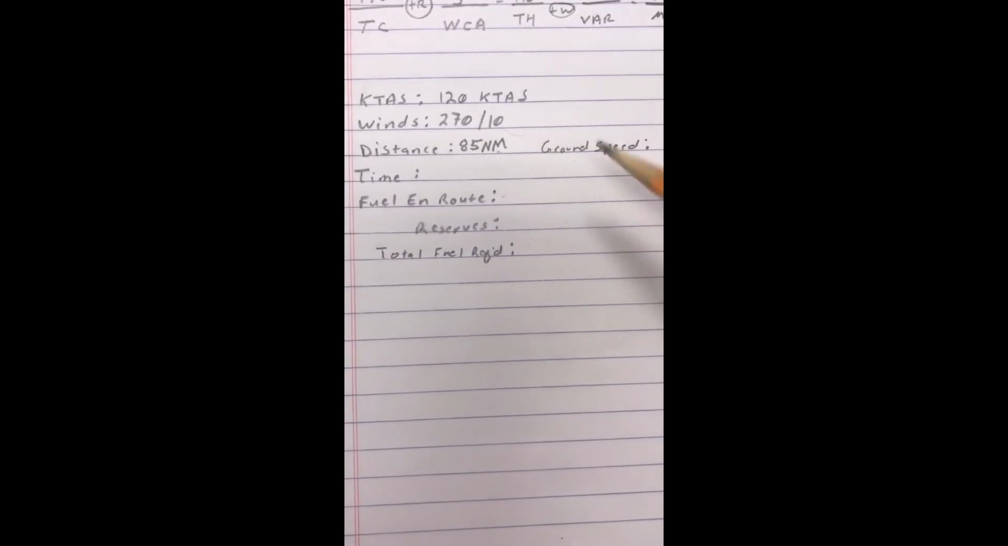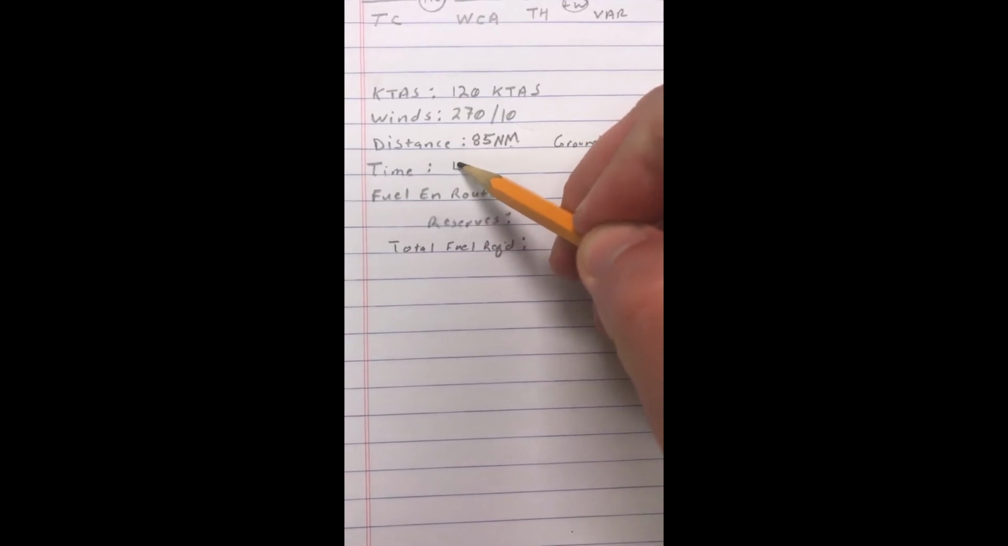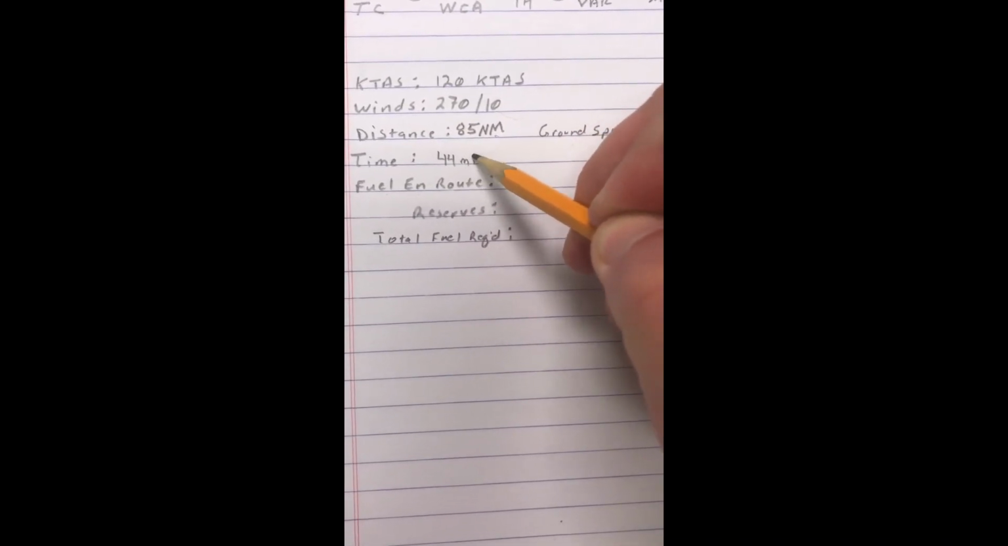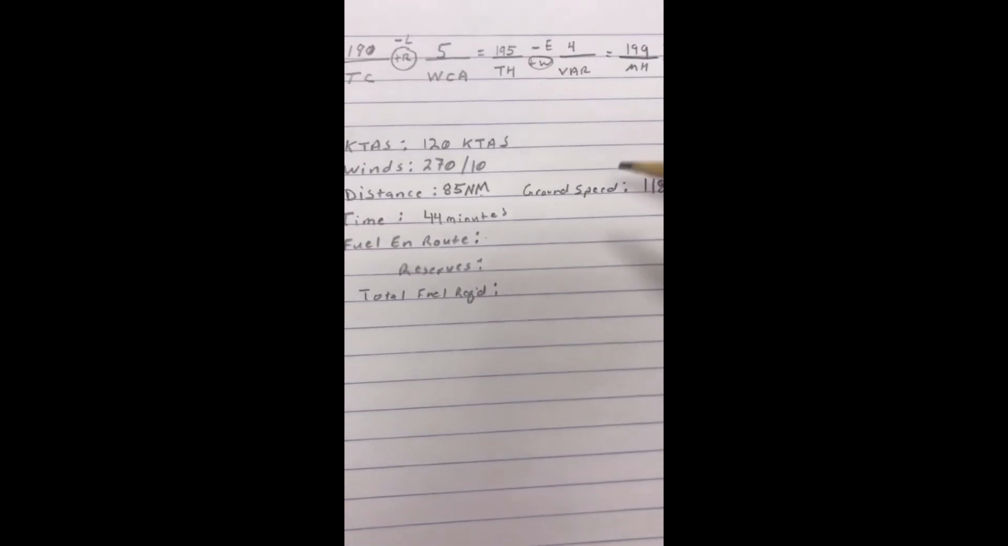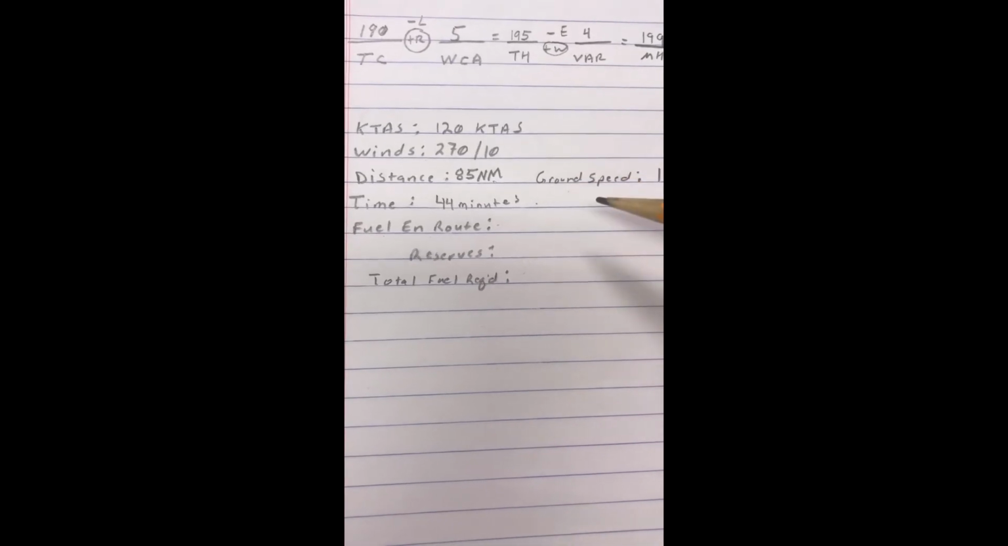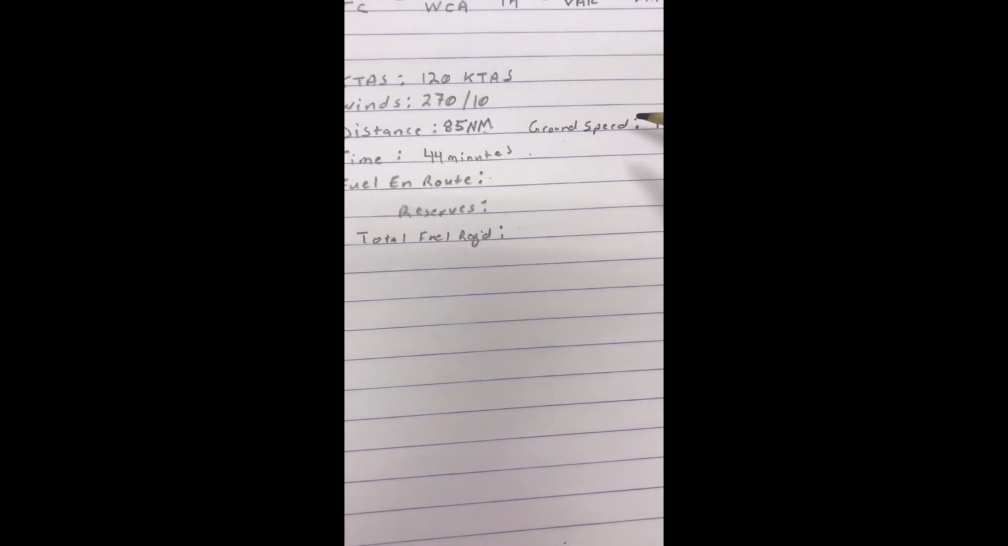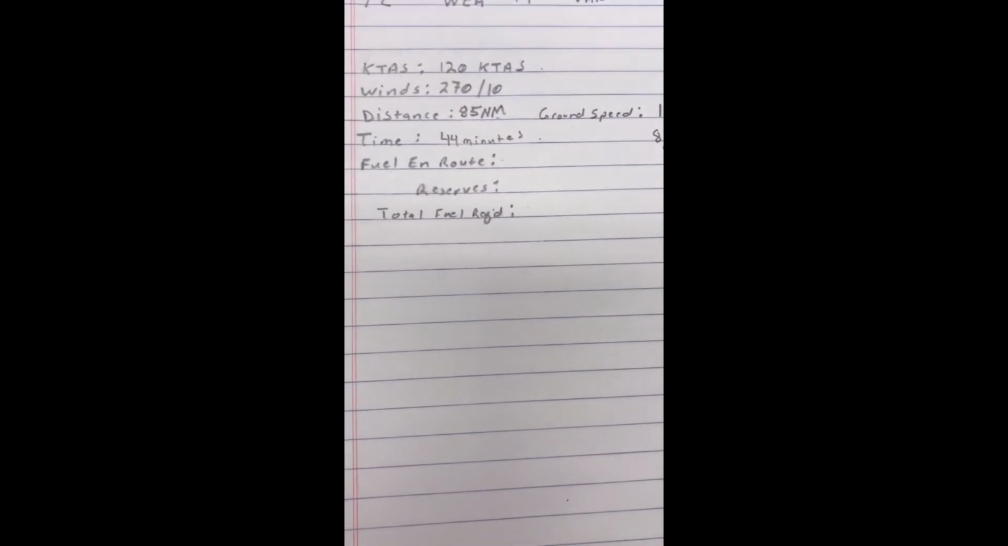So given the ground speed of 118 and the distance of 85 nautical miles, we can say that our time en route is going to be approximately 44 minutes. So we've worked out our time we said earlier was going to be 44 minutes. So let's do a quick fuel calculation here. Let's arbitrarily say that our flight manual said that given the altitude and the true airspeed we were going to fly at, our total fuel burn was going to be approximately 8 gallons of fuel for every hour. We've determined that our time en route from Terre Haute to Holman is going to be 44 minutes.